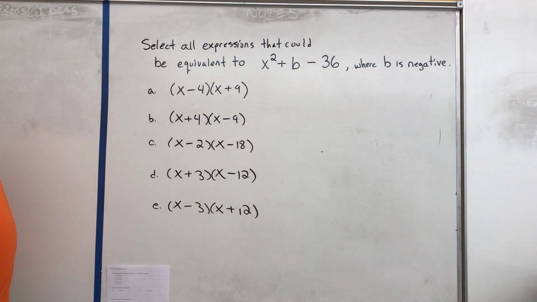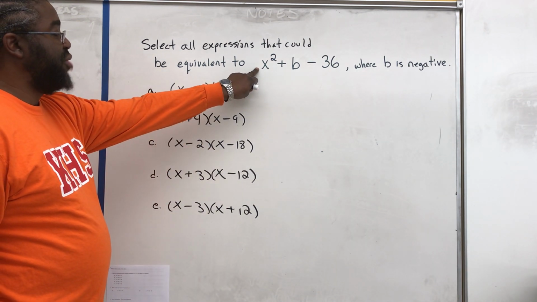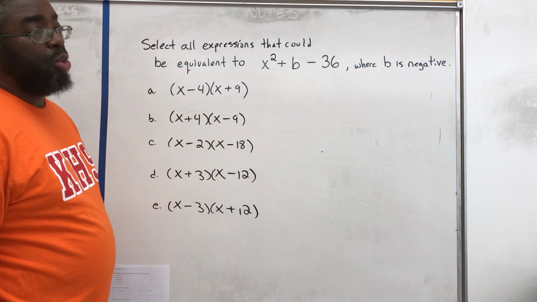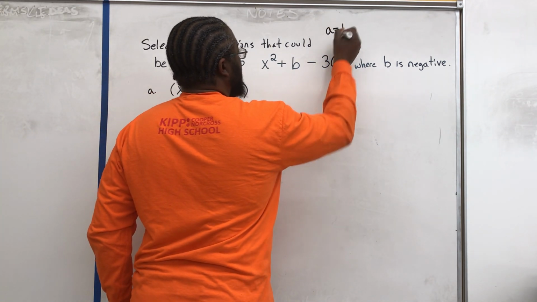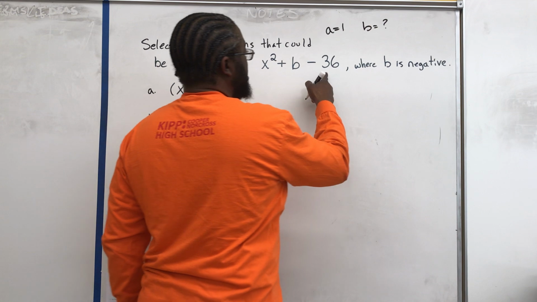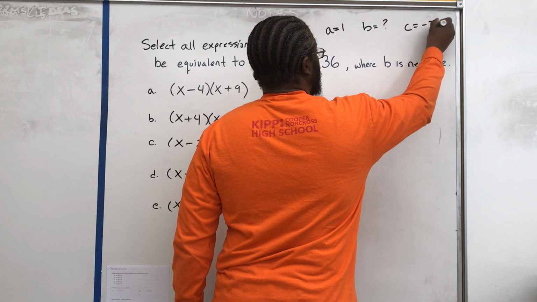Okay, so our first question says, select all expressions that could be equivalent to x squared plus b minus 36, where b is negative. So we don't know what b is. We do know that a is what's in front of x squared. There's nothing in front of x squared, so if I don't see how many there are, that means there's only one. If they don't tell me how many there are, that means there's only one. So a equals 1. B, we don't really know yet. And C is the constant at the end, so C is negative 36.